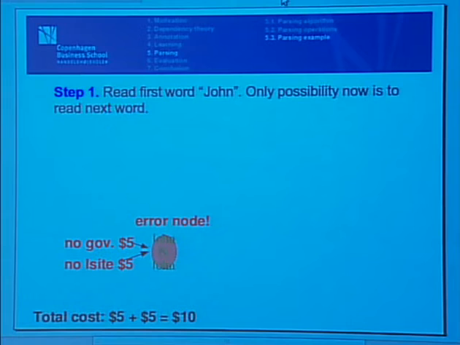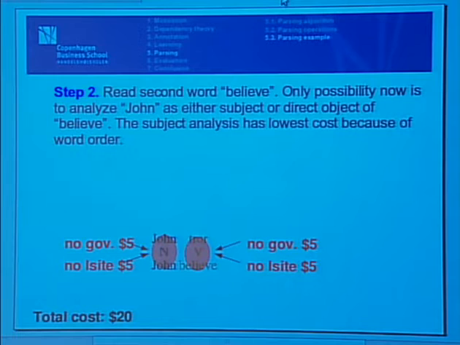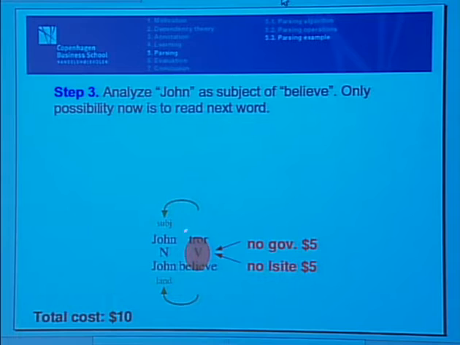You first read the first word, and it's an error node because it hasn't got any governor or landing site. You read the next word, it doesn't have any governor and landing site. So what you do is you just apply greedily some repair operations to the structure. So you find out that, hey, you could analyze this as a subject. John is a subject of belief, and it lands on belief. So now John is happy, it does have a governor and landing site, but belief still doesn't have a governor or landing site. And you can look at the total cost here. The different repair alternatives create different total costs, and you choose the optimal one.